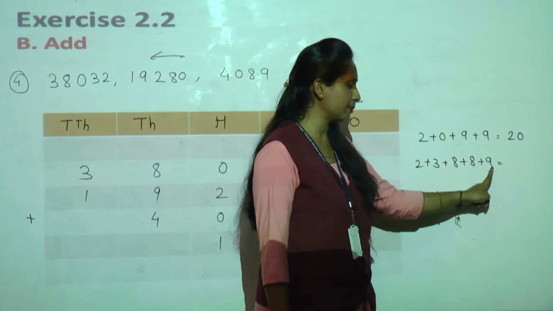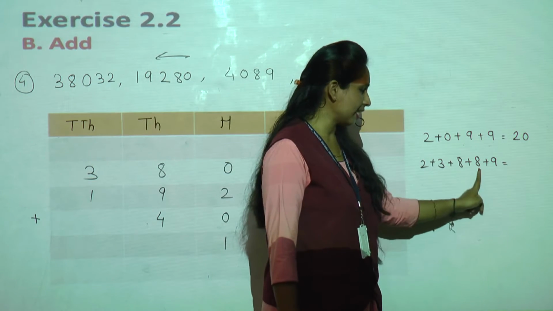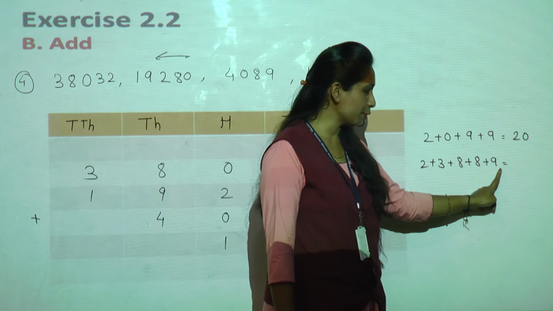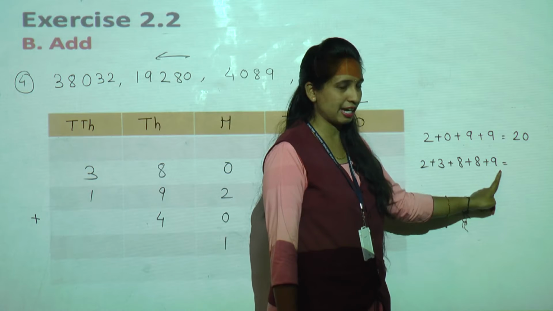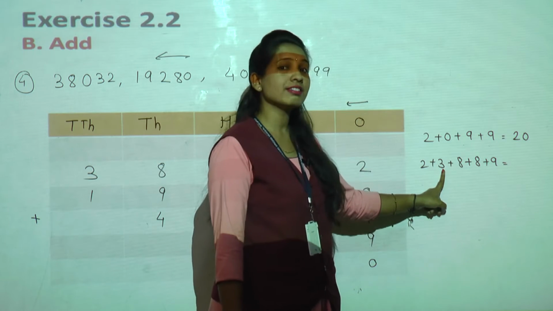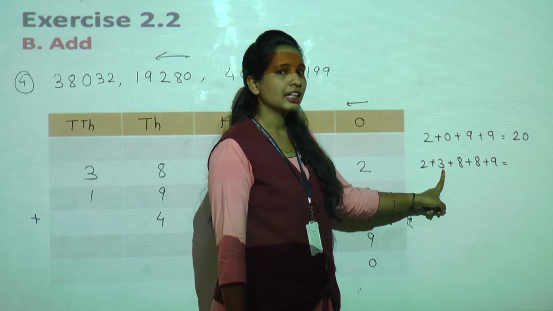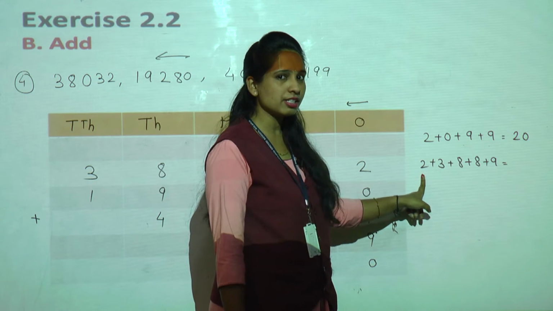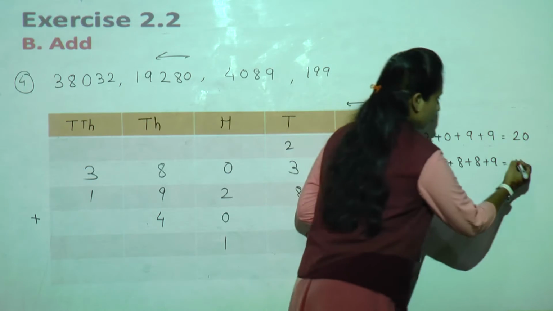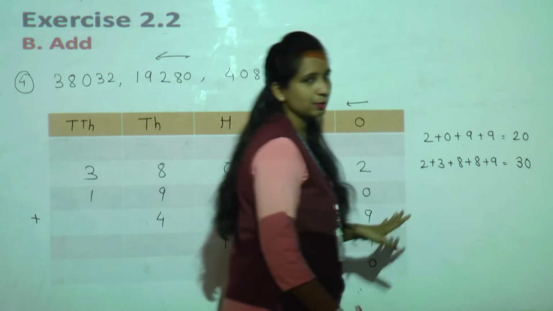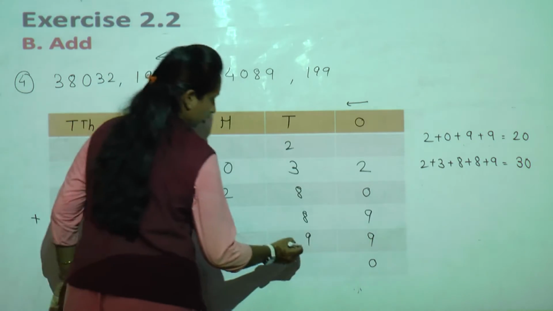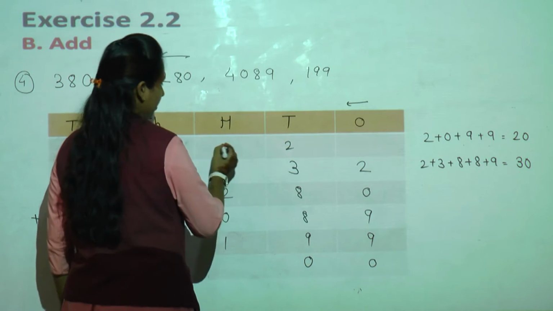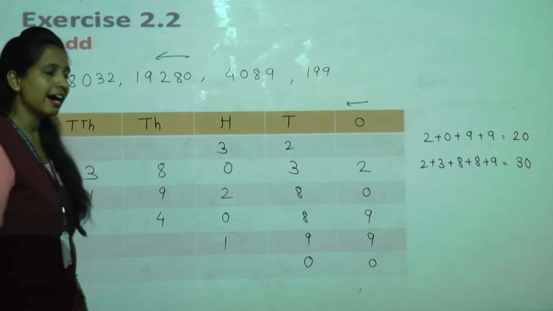So 8 plus 8 plus 8: 8 1s are 8, 8 2s are 16, 8 3s are 24. 24 plus 1, here 9 is there, 25. 25 plus 3, yes, 28. 28 plus 2, yes students, 30. So right here 30. See, you can do addition in your own way, however you feel easy. So I'll write 0 on tens place, 3 I will carry on hundreds place.